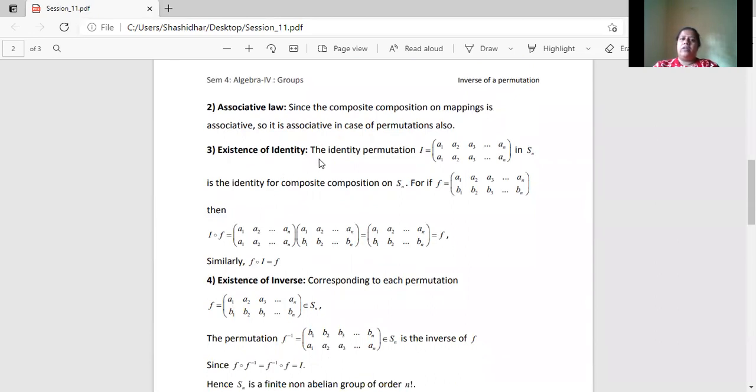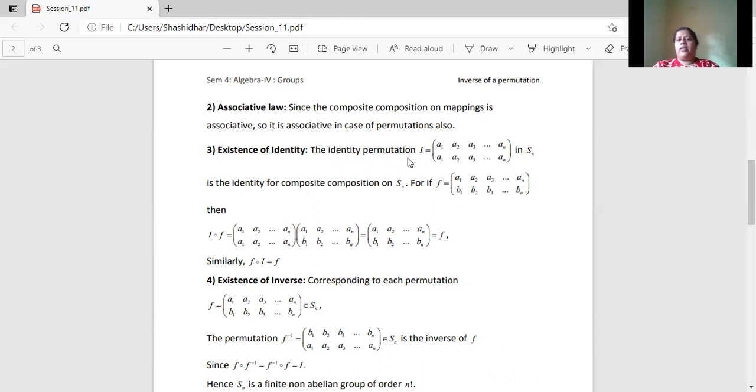Already we have learned the identity permutation, where the elements have the images as themselves. Suppose A, B, C are the elements of the permutation F, then the image of A will be A itself, image of B will be B itself, image of C will be C itself. That is, when elements have themselves as images, that is the identity permutation. We have already learned that in the previous session.